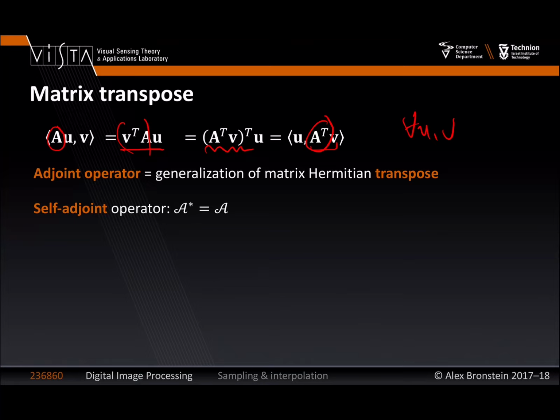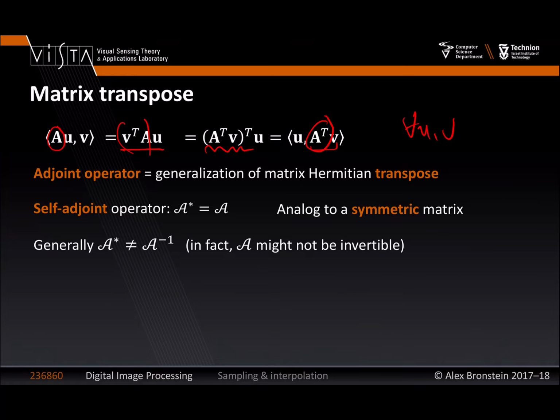Okay. Now we say that an operator is self-adjoint, obviously, if its adjoint equals the operator itself. What would be the matrix analogy? It would be a symmetric matrix, right? Or a conjugate symmetric matrix if we have complex values. Okay.